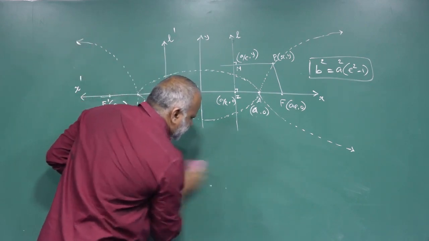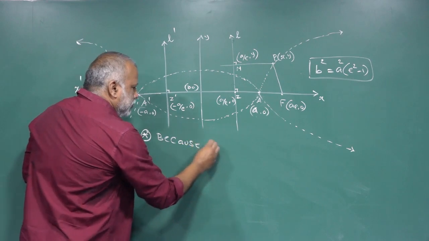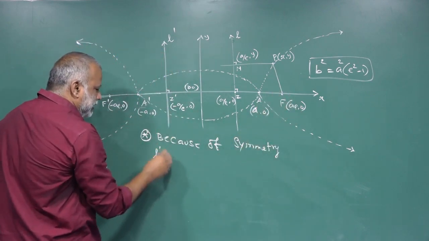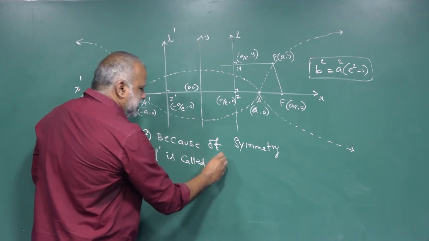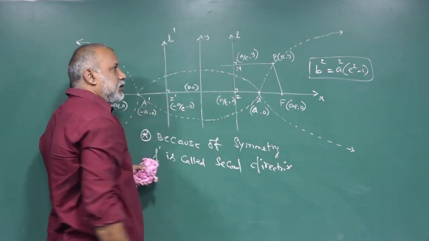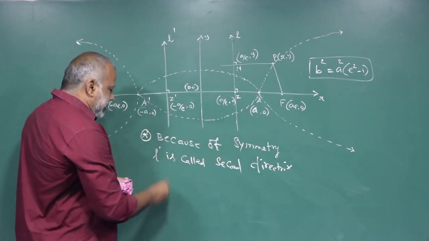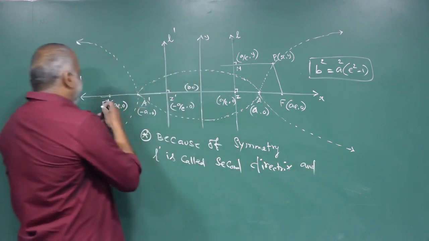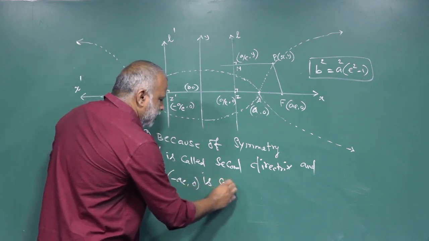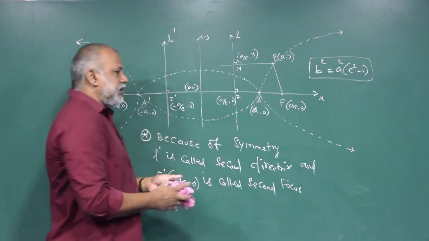Therefore, this is the diagrammatic explanation. Here, because of symmetry, L dash is called second directrix. Yesterday itself we worked out one directrix L. So now we are thinking about the symmetrical diagram. So L dash is called second directrix, and F dash, minus AE comma 0, is called second focus. So this is the diagrammatic explanation.